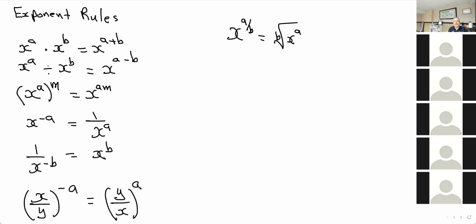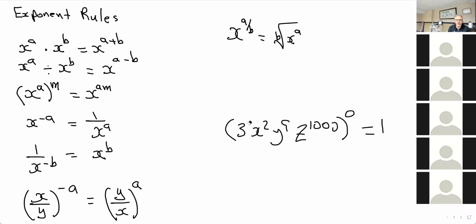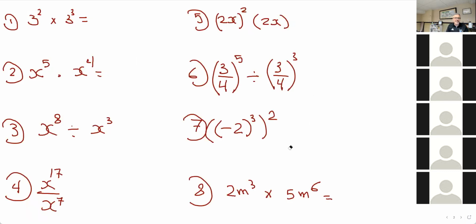But one of the rules that I want to explain to you is that if you have ax to the power of 0, anything to the power of 0 is always 1. It doesn't matter how many things you have here. You could have 3x squared, y to the 9, z to the 1000. If you close that and put a 0 there, then the whole thing becomes 1. Everything to the power of 0 equals 1. So these are the rules that I want you to know before we go on into the other stuff. And we're going to start tackling some of this stuff.